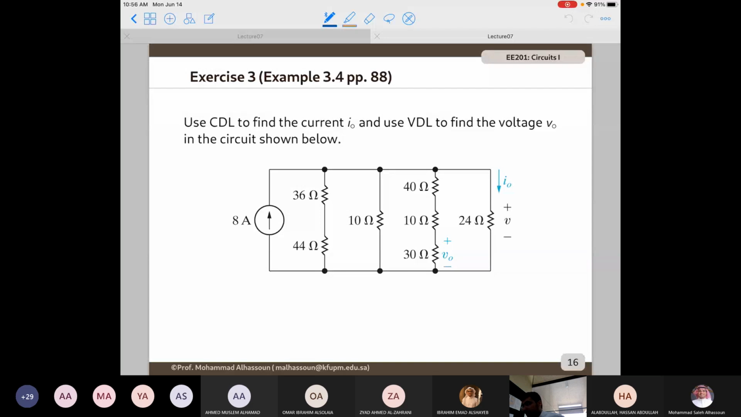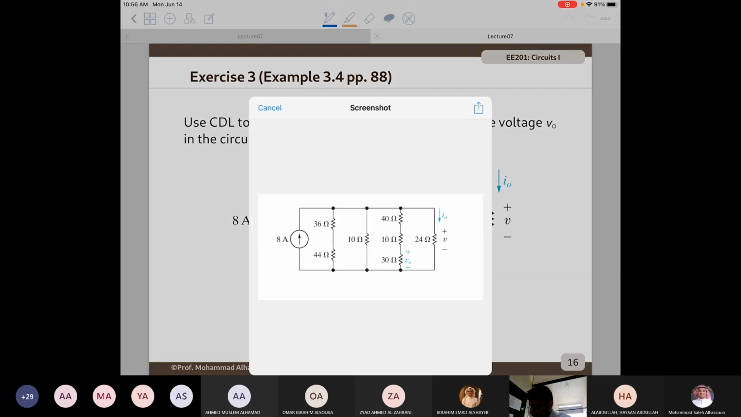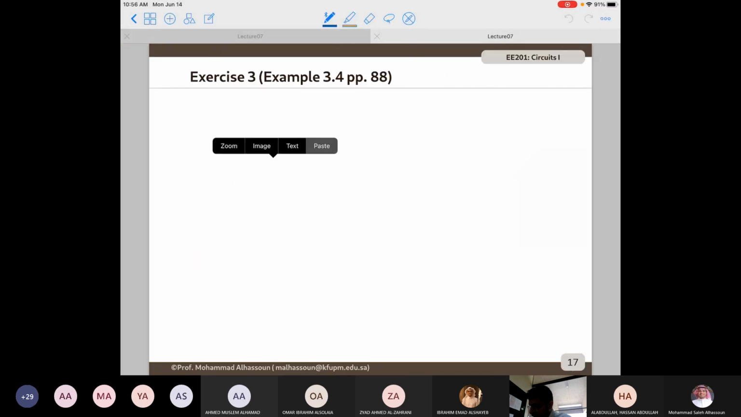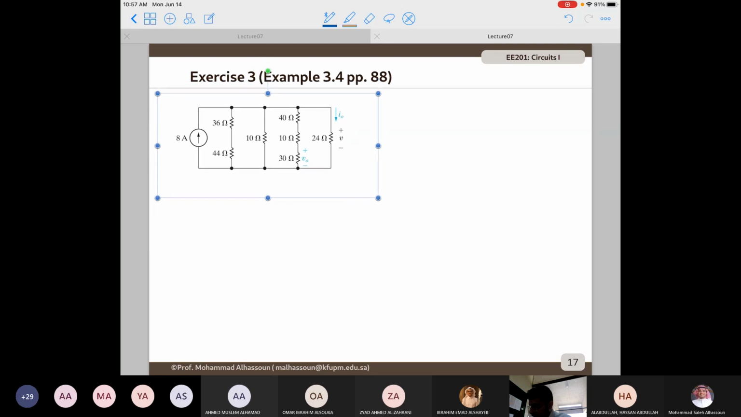Okay. So now let's take this very interesting exercise, in which we are trying to apply both the voltage divider law and the current divider law. We want to find I naught and V naught. Clearly, we can find I naught using the current divider law and V naught using the voltage divider law. So let me take this circuit and copy it to the next page, and let me further simplify it.